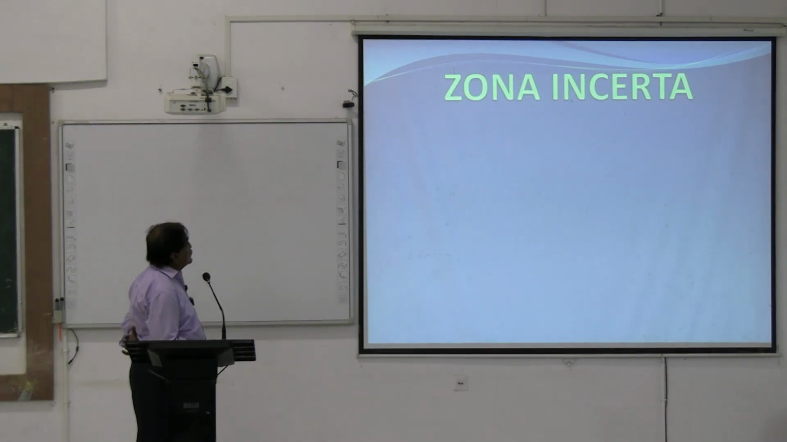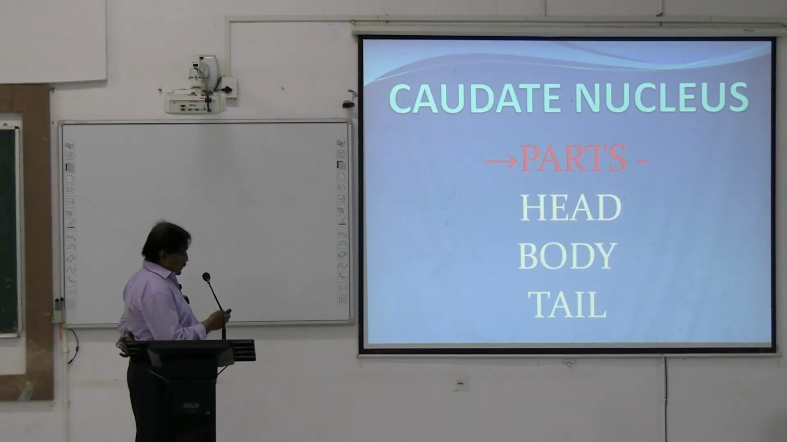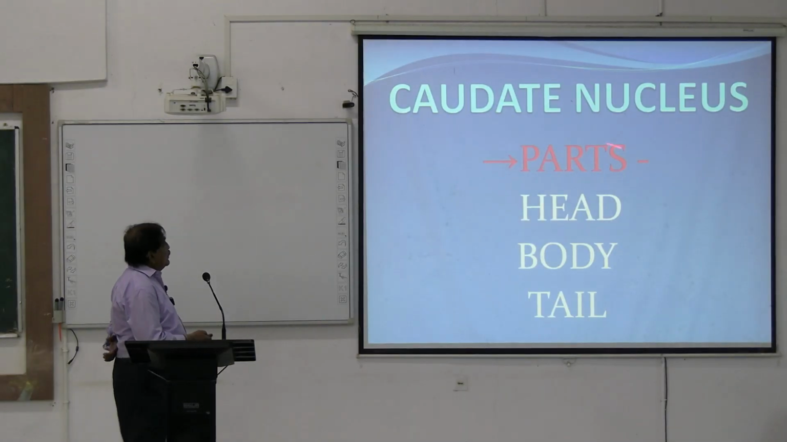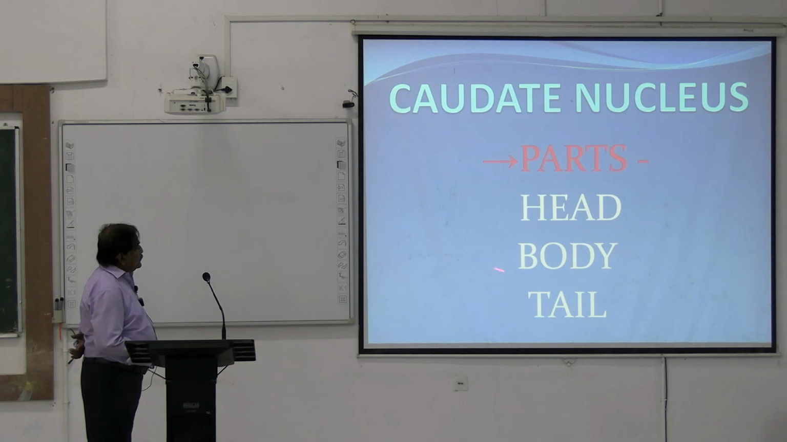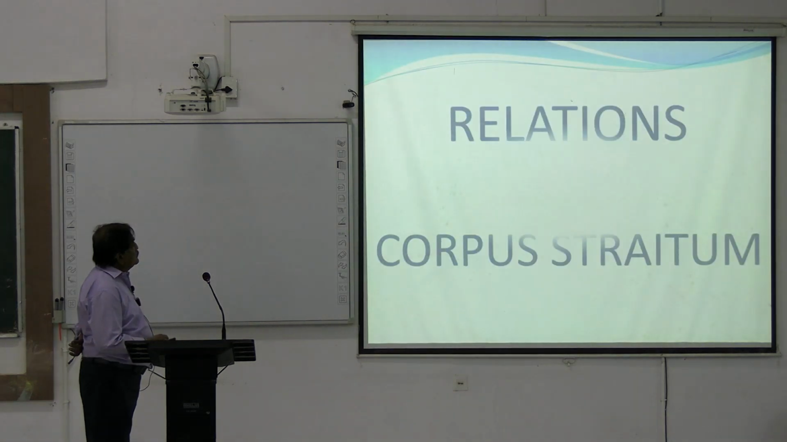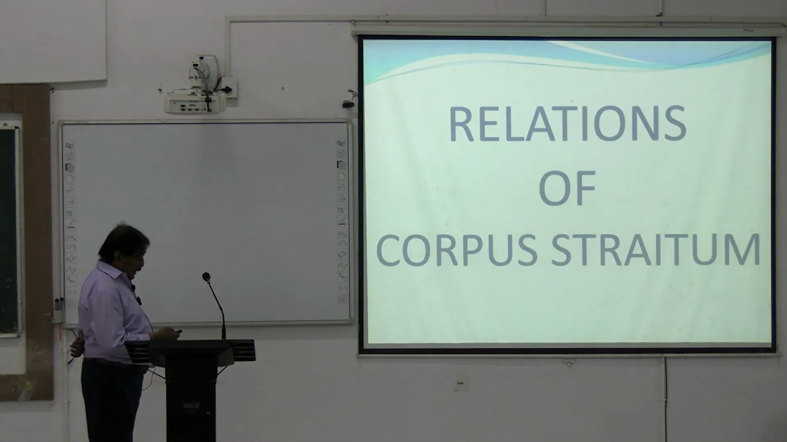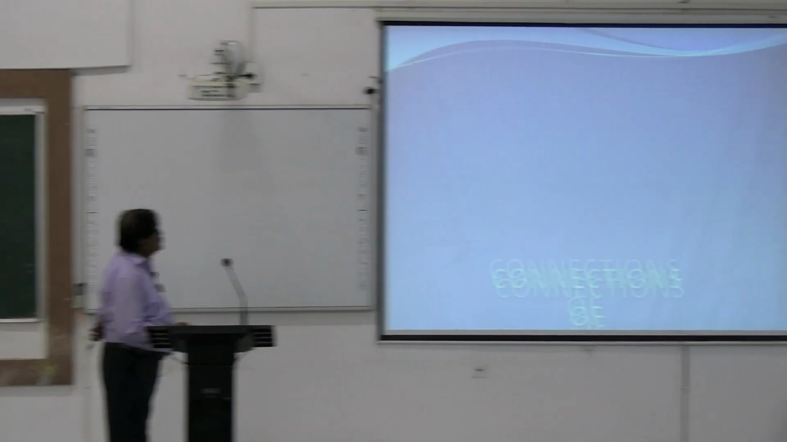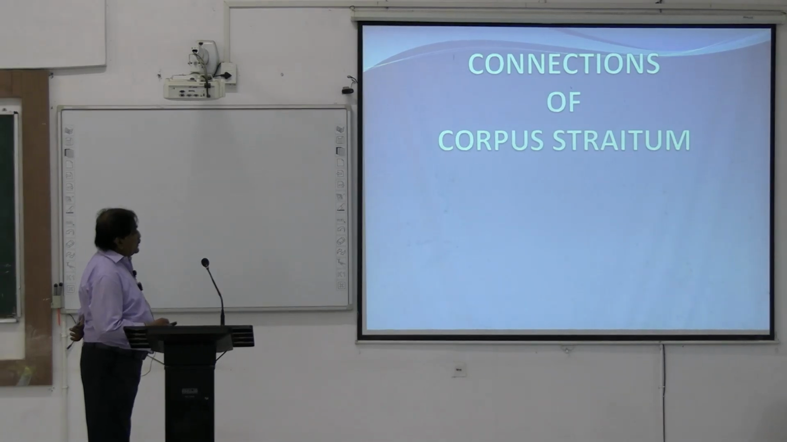Zona incerta, fields of Forel H1, H2, H. This is the field of Forel H1, H2, H. Now, the caudate nucleus parts: head, body, tail. Can be a short note. Relations of corpus striatum, connections of corpus striatum.